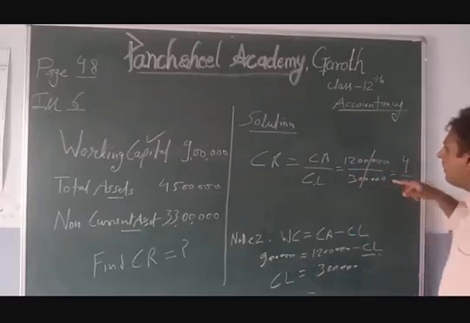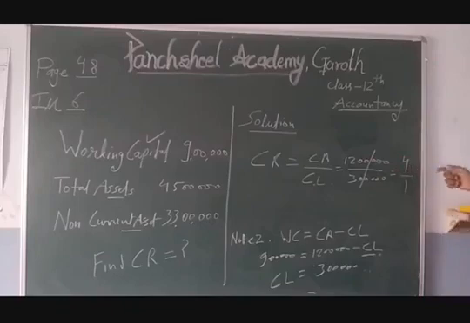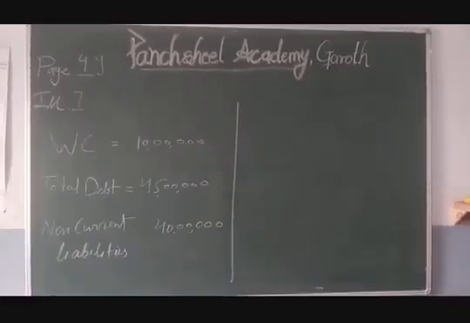That means your current assets are 4 times your current liability. Got it? This is interpretation. Your current assets are 4 times your current liability. Got it everyone? Solve it in your copy. Okay everyone?